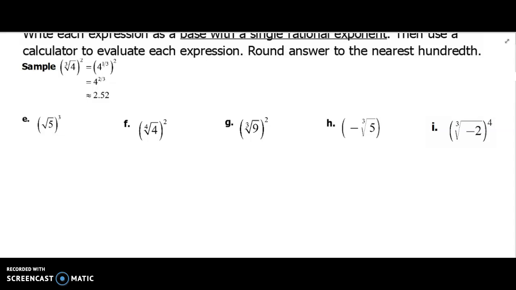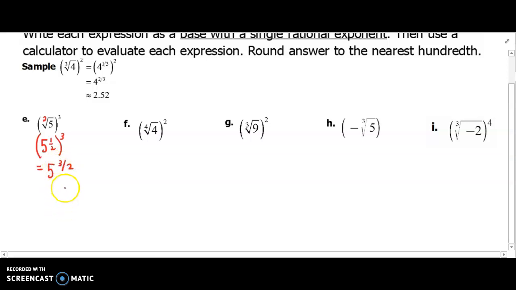All right, so now here on example 2, we're doing the opposite of what we did before. We're going to take it like this, and this is just the square root, so think of this as a 2 if you want. We're going to do it the same method we did here. So this would be 5 to the 1/2 to the 3rd, which is just 5 to the 3/2 power. And if you put that into your calculator, you should get roughly 11.18.